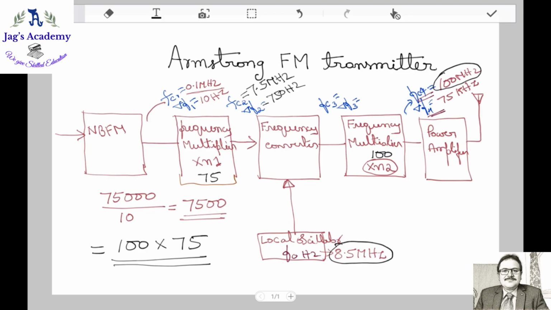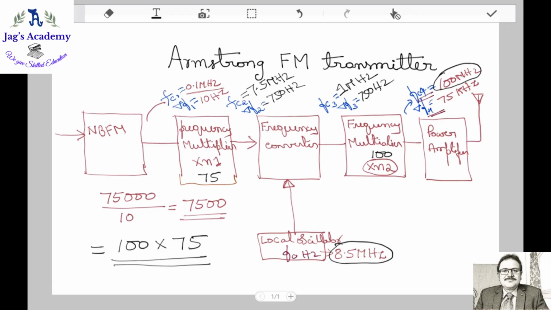Now after the frequency converter, you are going to get the difference. FC3 is equal to the difference between FC2 and the local oscillator frequency. So 8.5 minus 7.5, you get 1 megahertz. What is delta F3? Delta F3 will not change. Only the frequency is converted, the frequency deviation is not going to change. So delta F3 is 750 hertz.